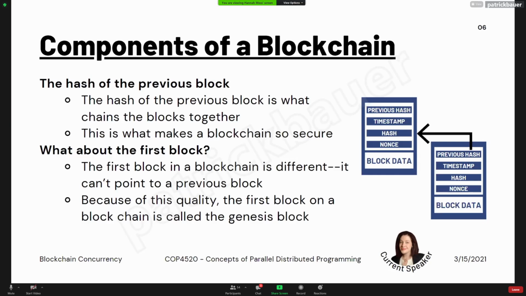But what about the first block? As we know, the first block in a blockchain is different. It can't point to a previous block since no previous block exists. And because of this, the first block on a blockchain is called the genesis block.